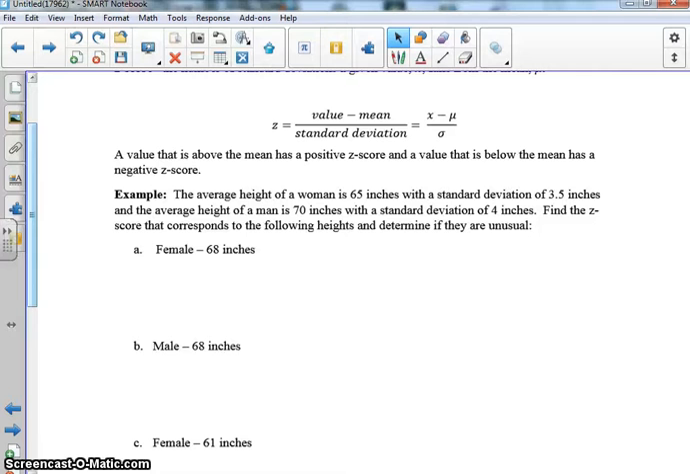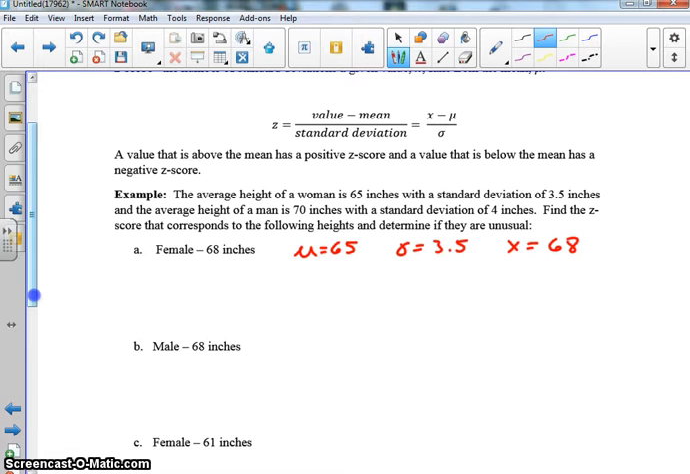So for the first one, let's pull out all this information, and this is a female, so I'm going to look for that female information. It says the mean is 65, the standard deviation is 3.5, and for this particular example, my person is 68 inches, so my x is 68 inches. So I'm going to use the formula and say 68 minus the mean divided by 3.5.